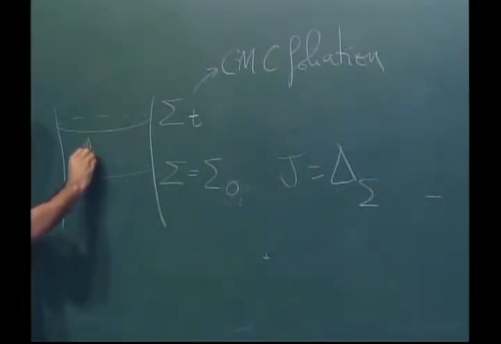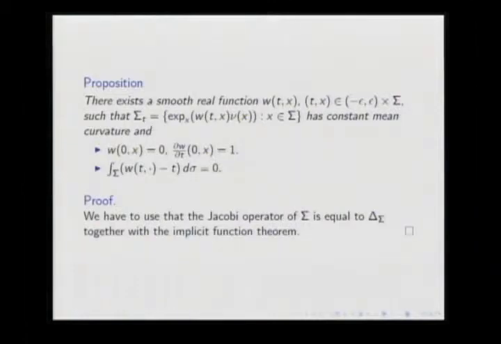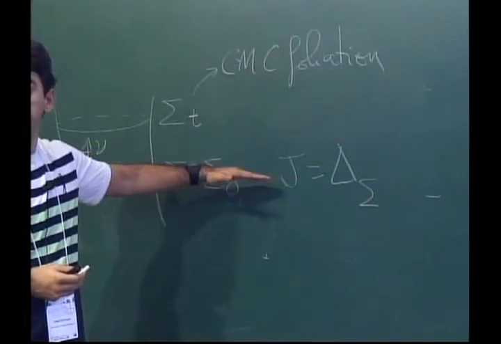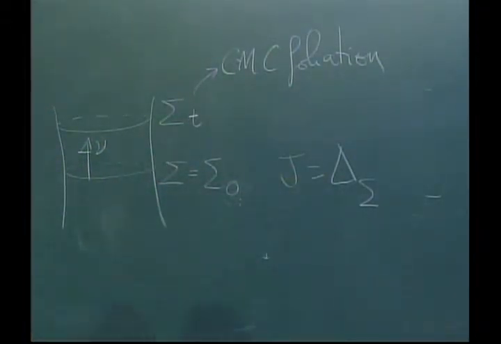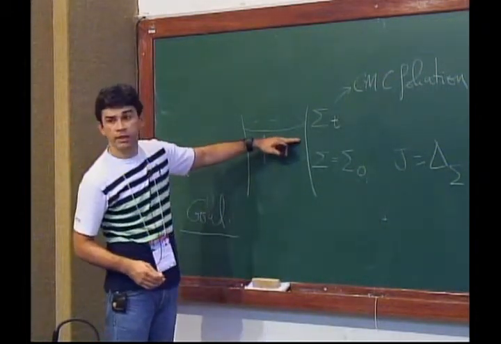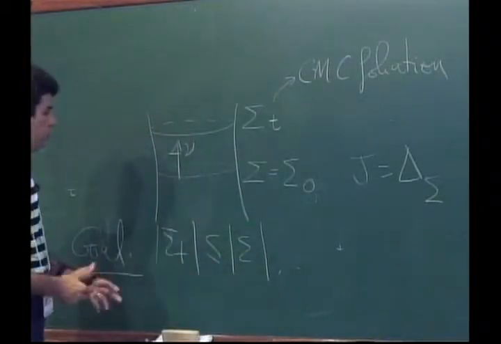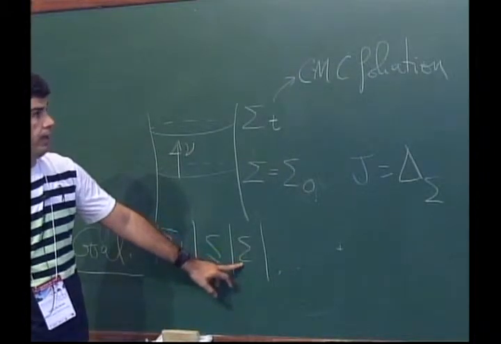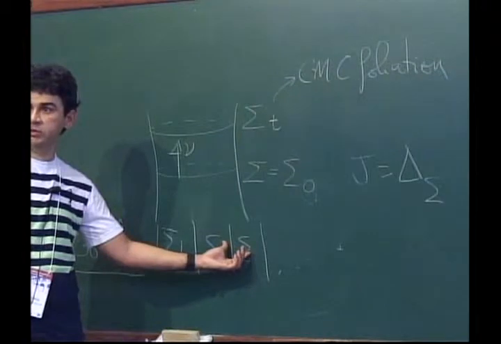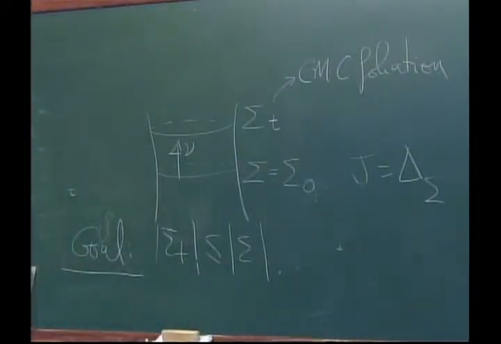This foliation is constructed using the exponential map in the normal direction together with the implicit function theorem, okay? Because we know that the Jacobi operator is just the Laplacian. Okay, so you have this CMC foliation in a neighborhood of sigma. Our goal now is to prove that along the foliation, the area cannot increase, okay? So if here we have a locally area minimizing surface, so all the surface has area equal to the area of sigma, okay? This is our goal, okay? So, let me explain how to prove this.